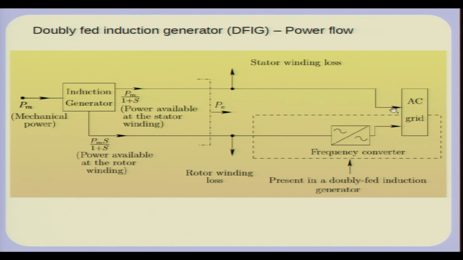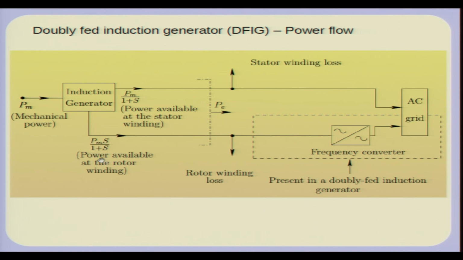So, of course, you have to subtract the stator winding loss, but Pm into S upon 1 plus S is actually available at the rotor winding, and this in fact goes off as rotor winding loss. So, if you look at an induction generator which is a squirrel cage machine, Pm into S upon 1 plus S goes off as rotor winding loss, and the rest in fact flows into the grid.